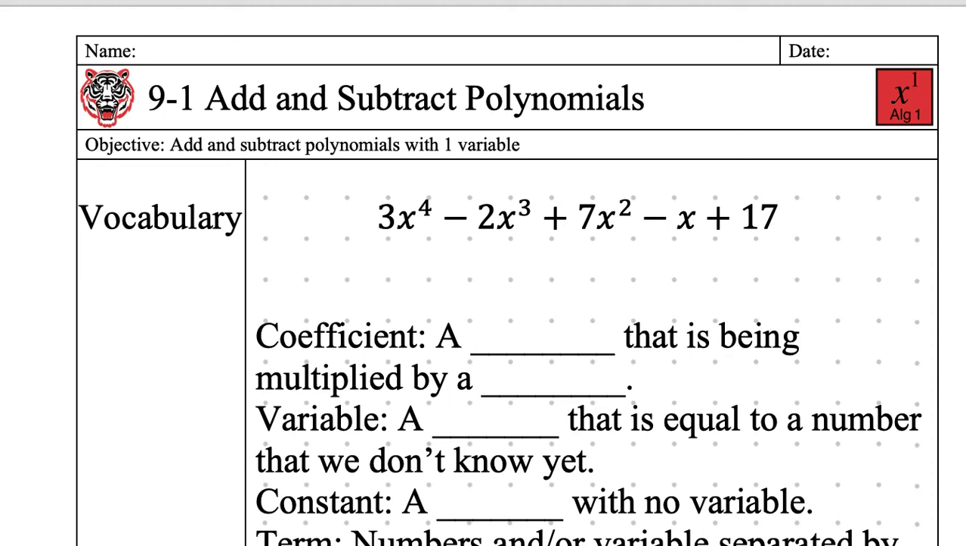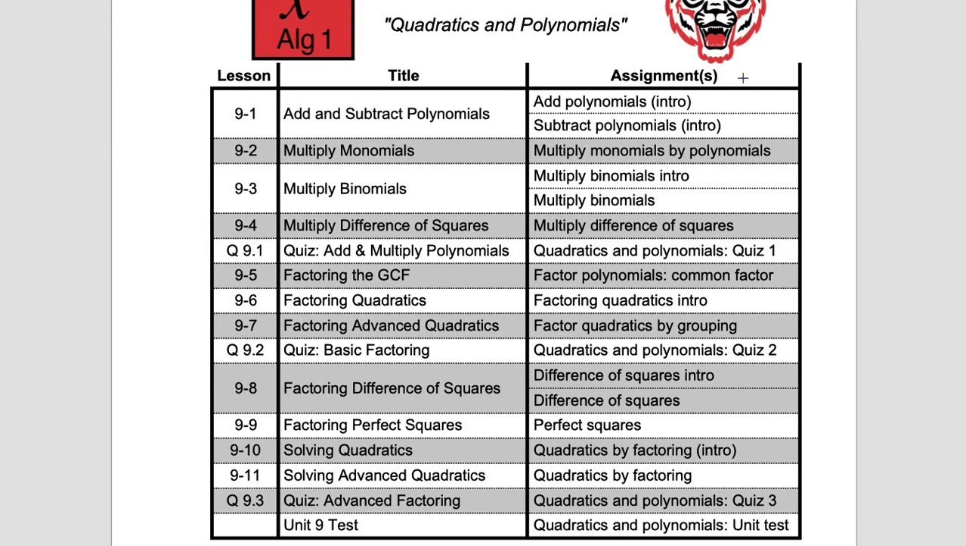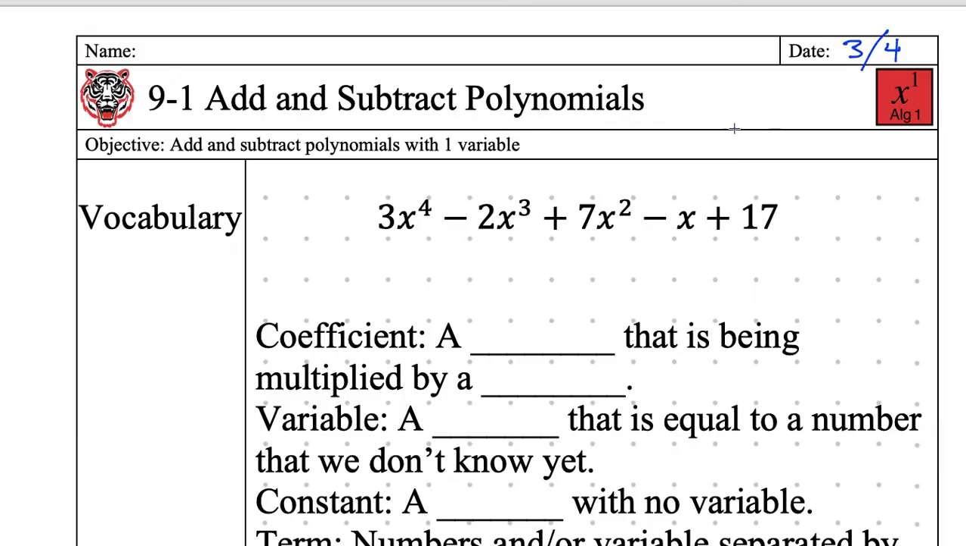We are in Algebra 1. Today's date is Wednesday, March 4th. Oh, thank you for doing that, Charles. 3/4, 2020. We are on our brand new unit, Unit 9. Unit 9 looks like that. It's quadratics and polynomials, 11 lessons, 3 quizzes, 1 test.